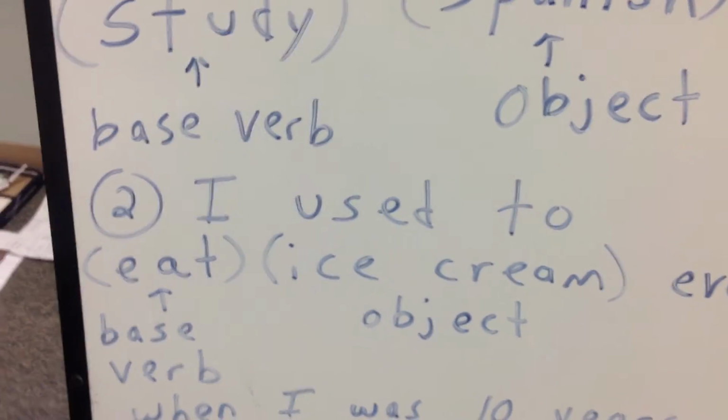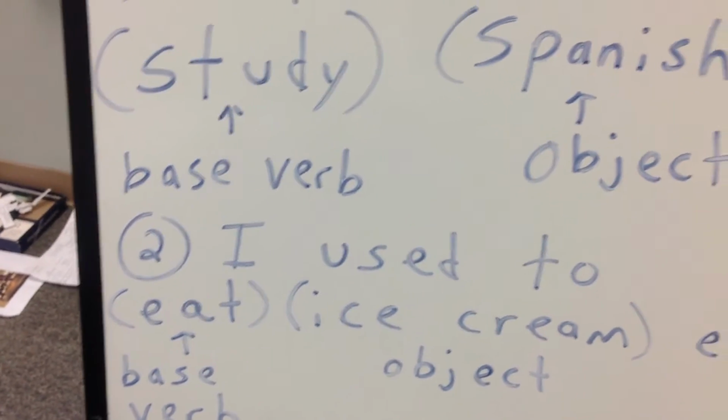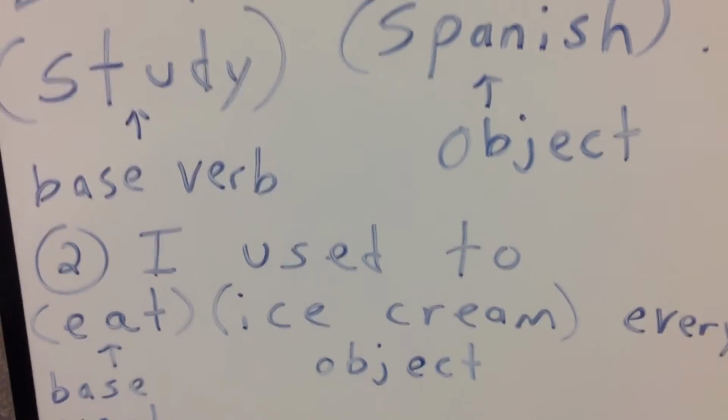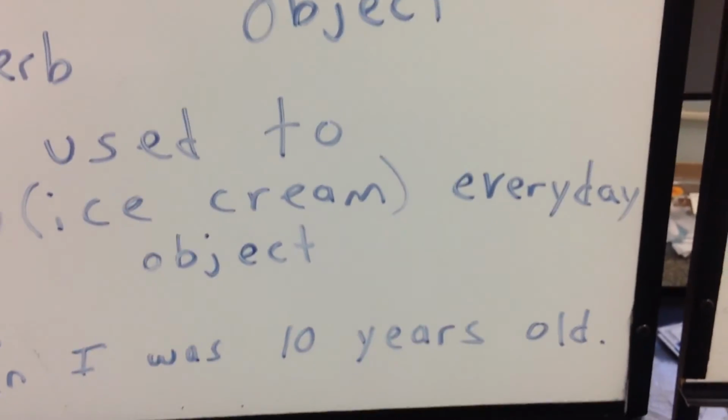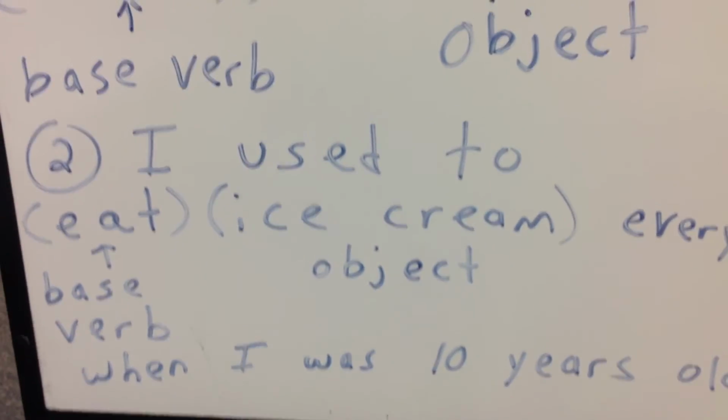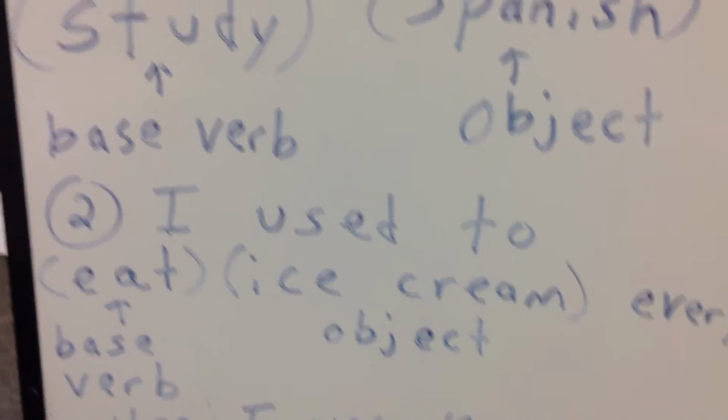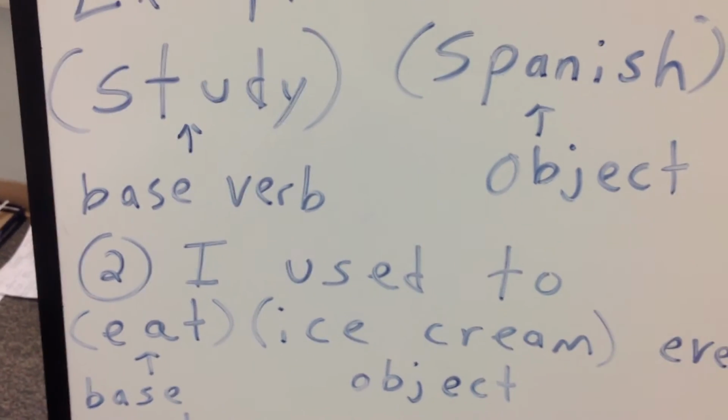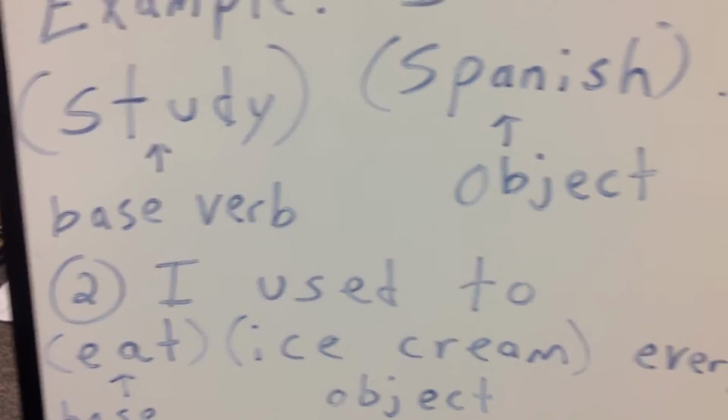Or another example, I used to eat ice cream when I was 10 years old. Again, used to plus the base verb, eat. Your object is ice cream. And then to finish the sentence, every day when I was 10 years old. So again, you can see used to plus the base verb, plus the object, ice cream, in this sentence.